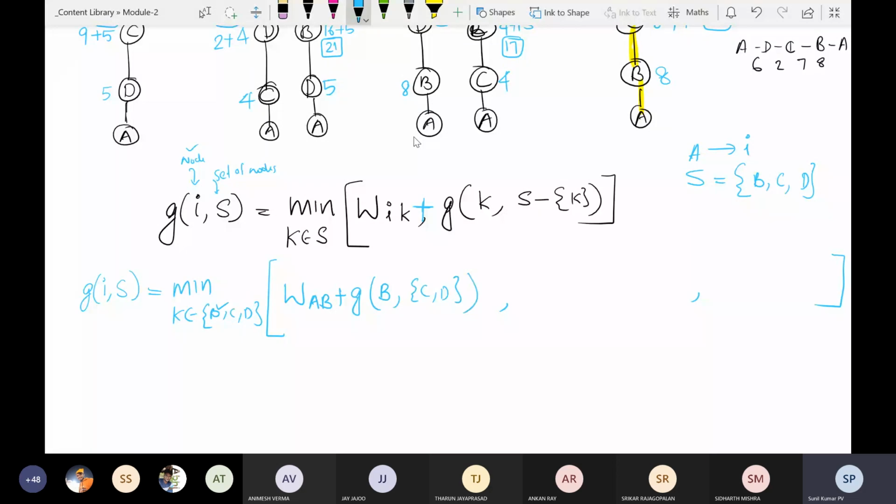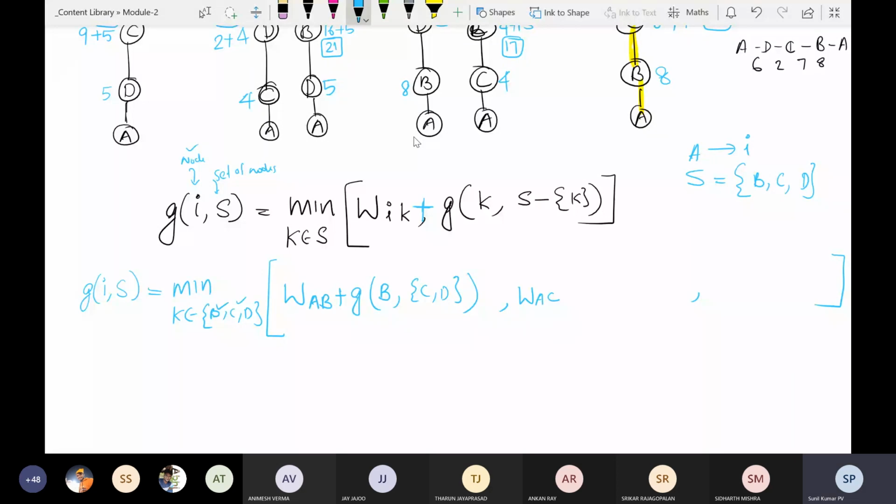Now another value, because we need to find a minimum of so many values. The first value we obtained when we fixed K equal to B. Now we fix K equal to C. If K is equal to C, you can write it as W of I, and I is still A, no change for I. A, then K is C. I fixed it as C, so C is taken from this set.